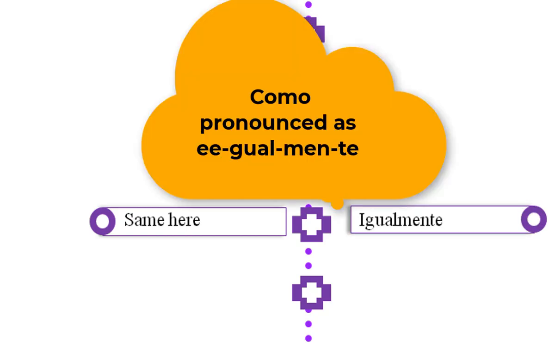Igualmente. So here again we have that rule coming in. U was used after G, so it sounds like the English hard G. Igualmente.